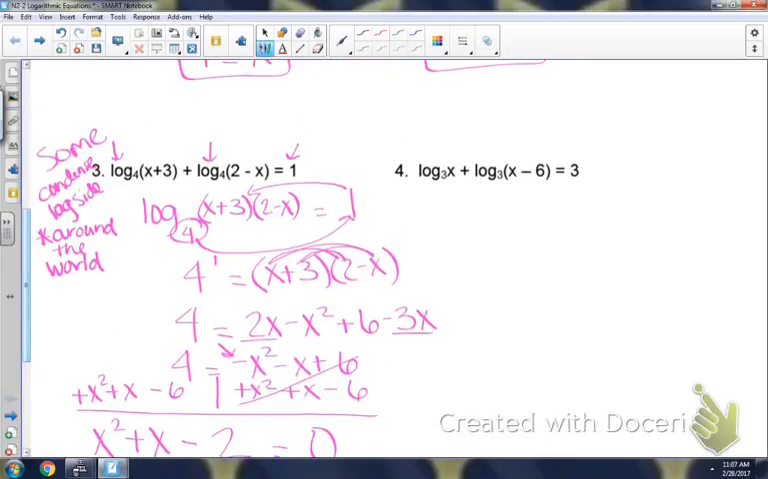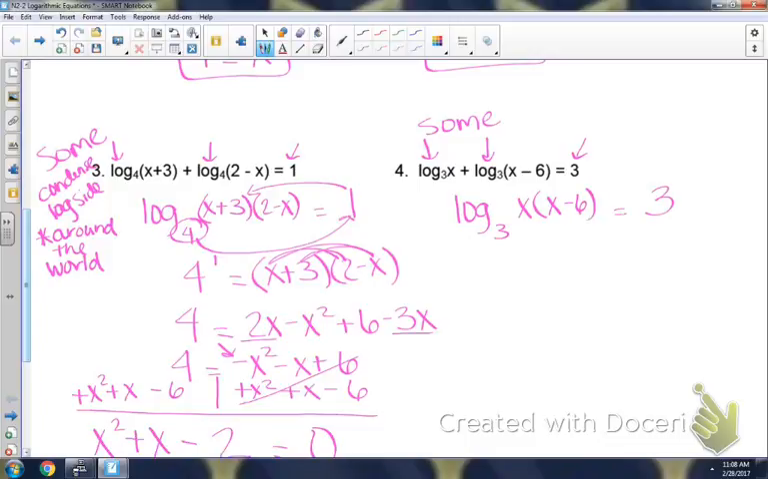Okay, so let's look at 4. Check and see if it's sum or all, because that's all we're looking at today. So we have a log, and we don't have a log, so this would be sum. So remember on sum, we're wanting to condense the log side. So I want to condense the left side. I'm adding and bases are the same, so I condense by multiplying. Log base 3, remember your base never changes, of x times x minus 6.